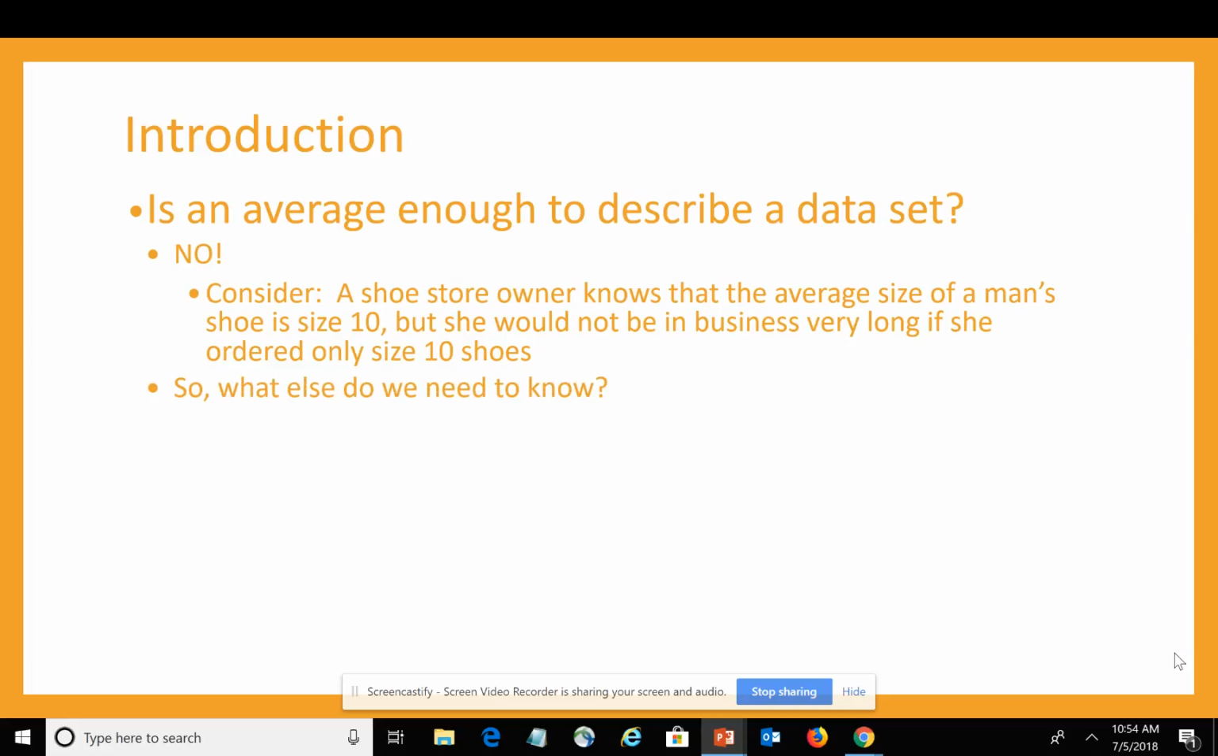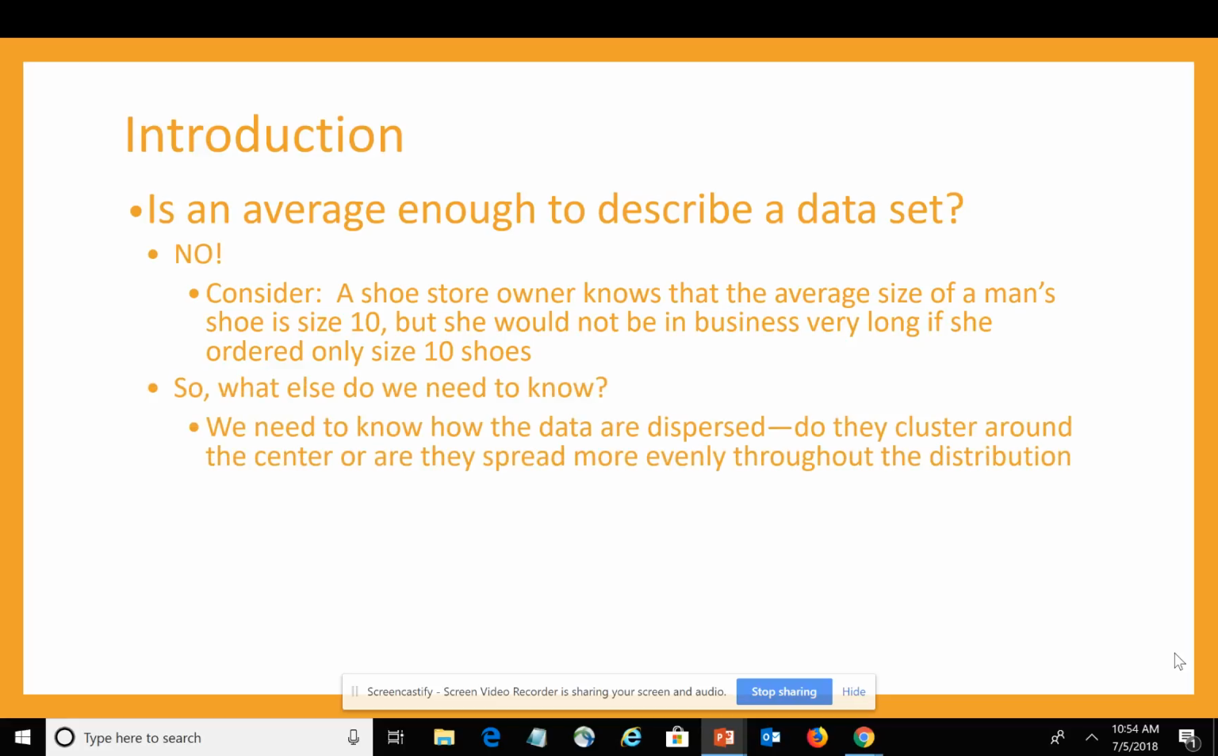So what else do we need to know? We need to know how the data is dispersed. How do the men's shoe sizes vary for the population or for her customer base? Do they cluster around the center so that maybe she could get by with ordering like size 9 to 11? Or are they spread out more evenly so that she needs to carry 7, 8, 9, 10, 11, 12, and so forth?